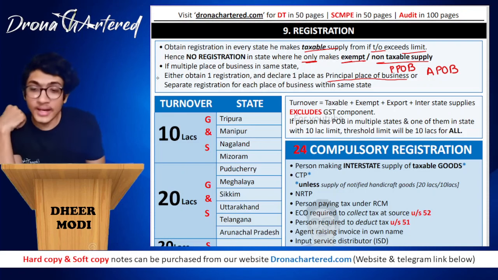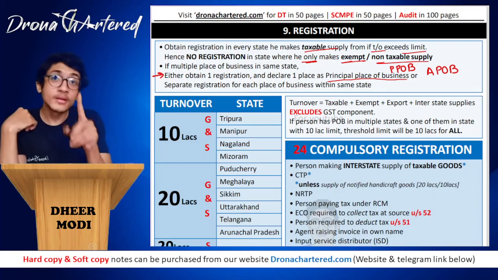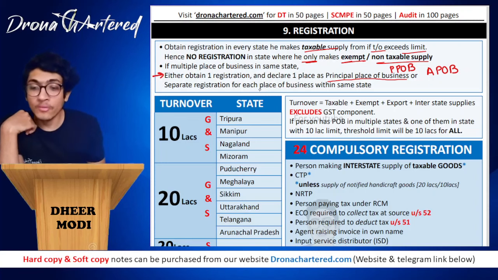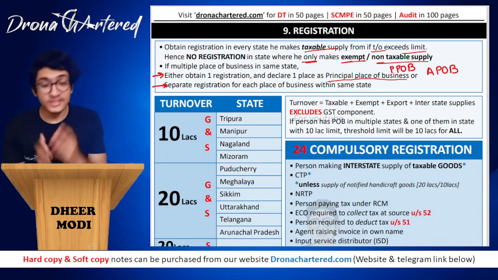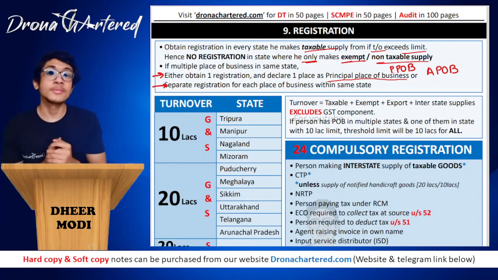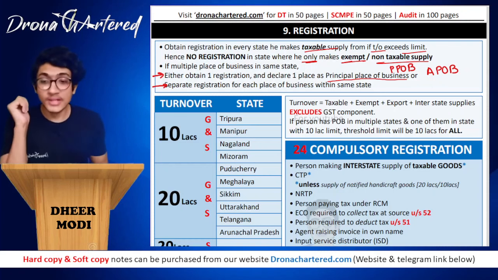So you have two options: either you take one registration and declare the others as additional places of business, or even though they are within the same state, you can take separate registration for each business. So you will have different GST numbers within the same state. Got it? So that is with regards to registration.